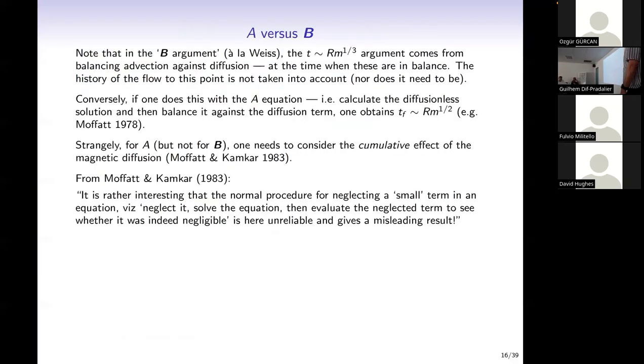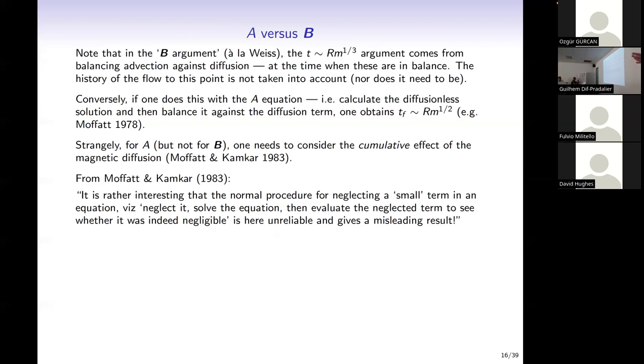So there's a classic book, Keith Moffatt's book on dynamo theory. He applied the approach of forgetting a term until we needed to balance it in the A equation. Now, interestingly, if you do that, you do not get theta. You do not get R to the half. I do and I do not understand exactly what's going on.